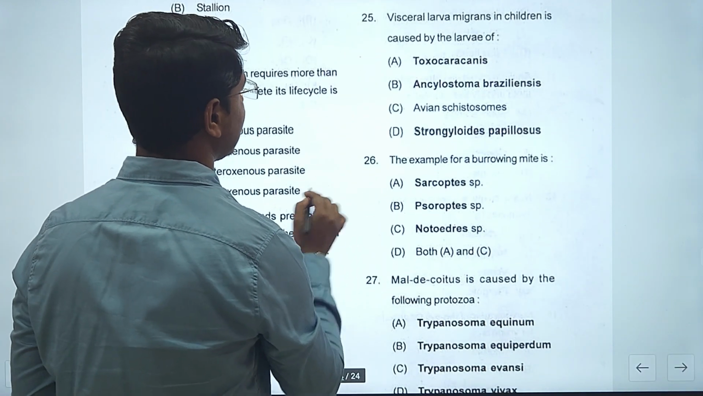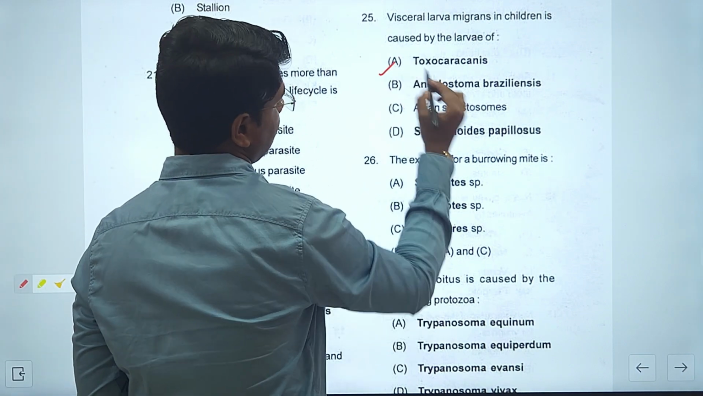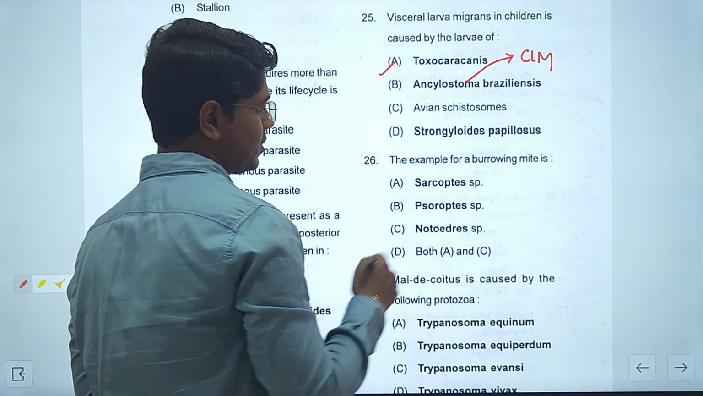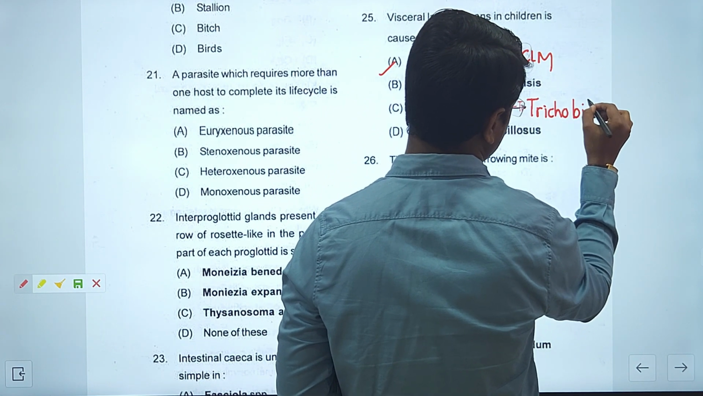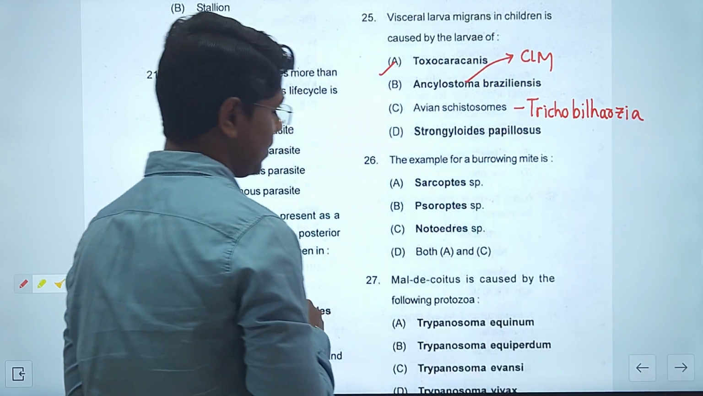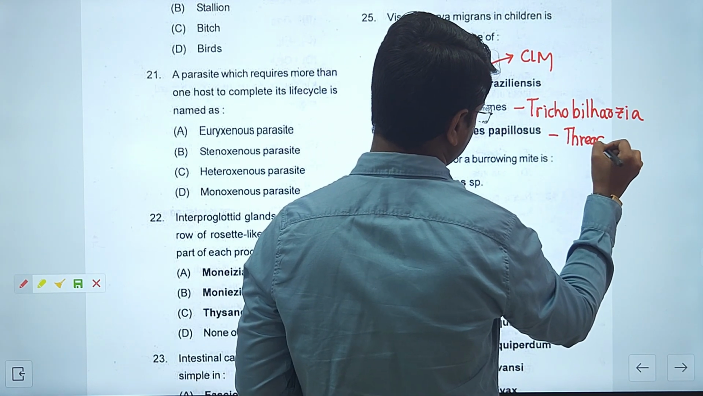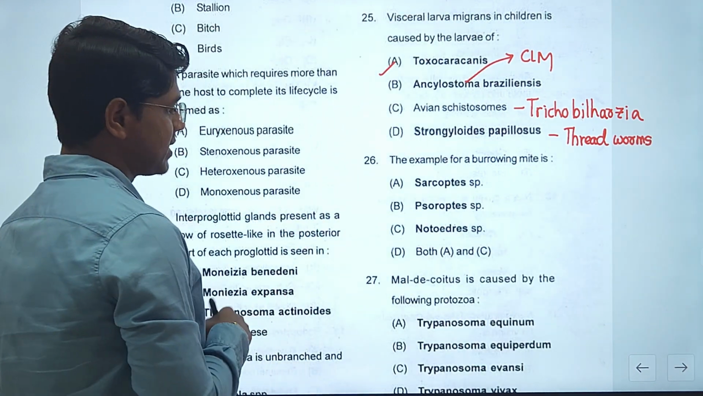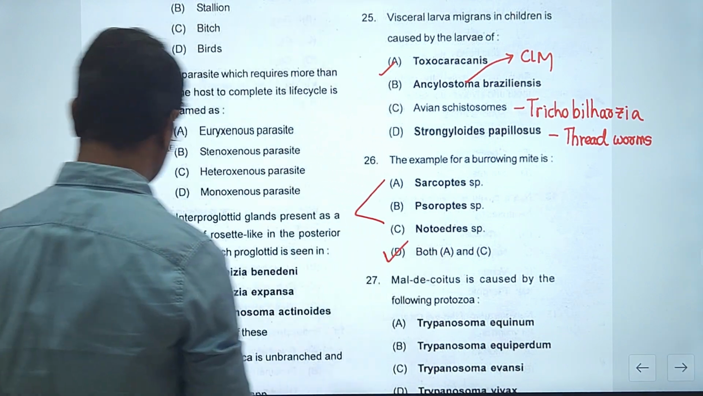Number 25. Visceral larva migrans in children is caused by Toxocara canis. The Ancylostoma or hookworm causes cutaneous larva migrans. Avian schistosomiasis is caused by Trichobilharzia. Strongyloides papillosus is commonly known as thread worms. The examples of burrowing mite are Sarcoptes and Notoedres, A and C. The answer is both A and C.